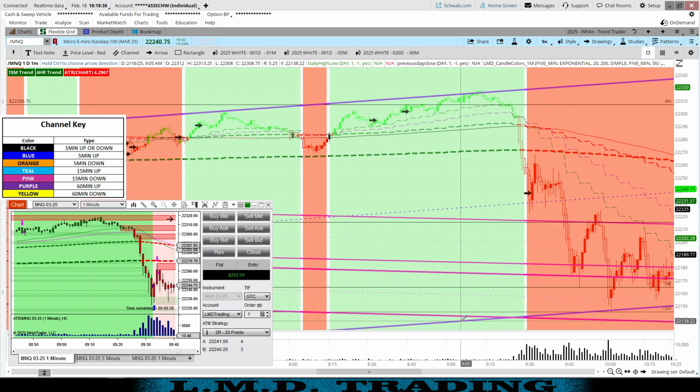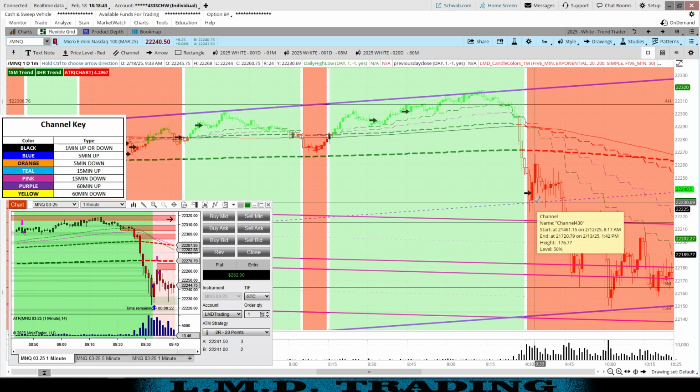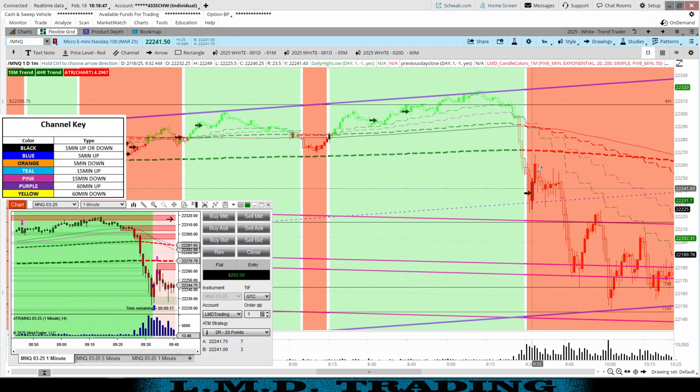Notice, you see the purple line? You see the purple midline right here. That's an hourly midline up channel. I'm playing this to go back up. I'm playing this the old LMD way of thinking. And it worked. It went back up. Trail stopped out because as soon as I got in profit, I was smart. Let me go ahead and start locking profit in.